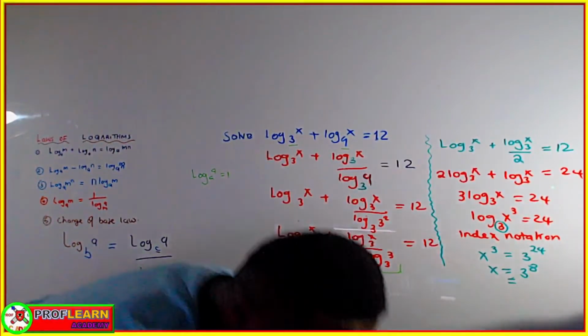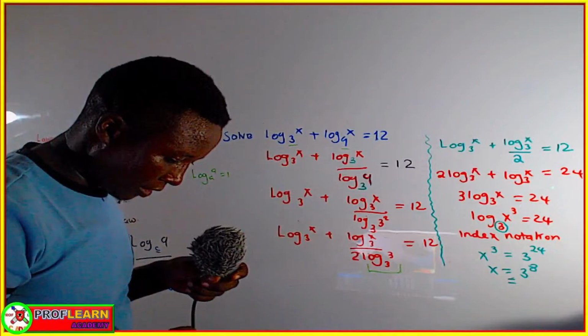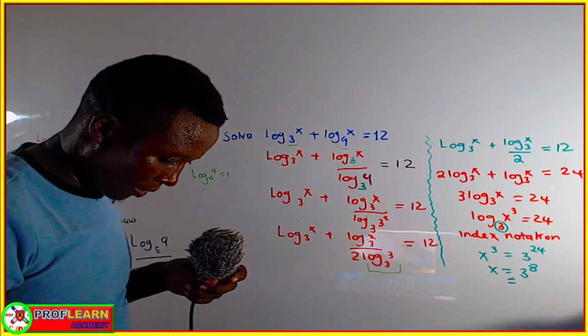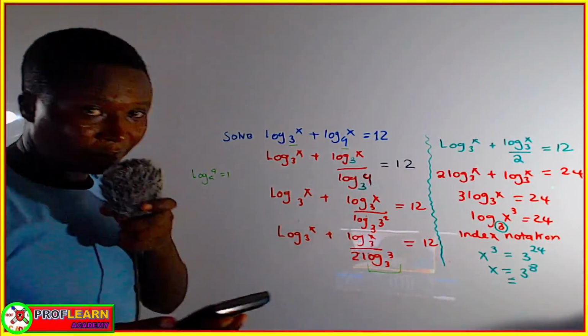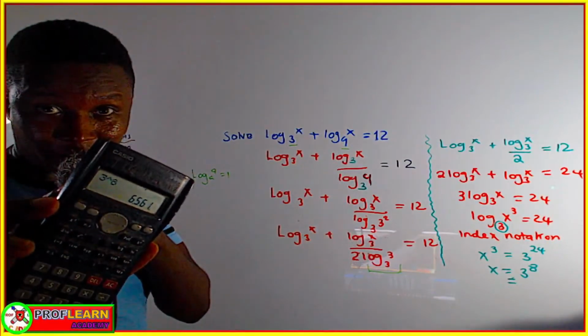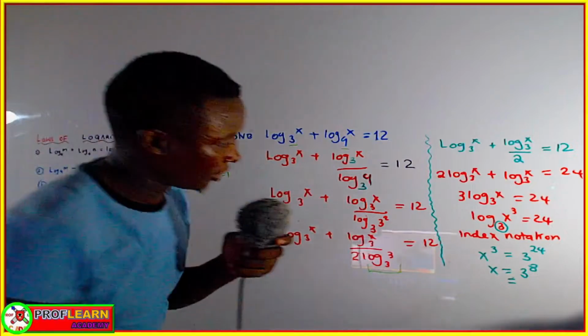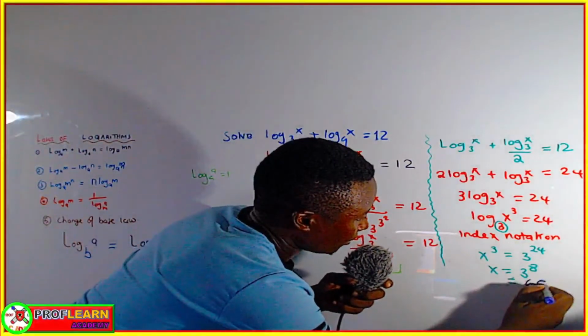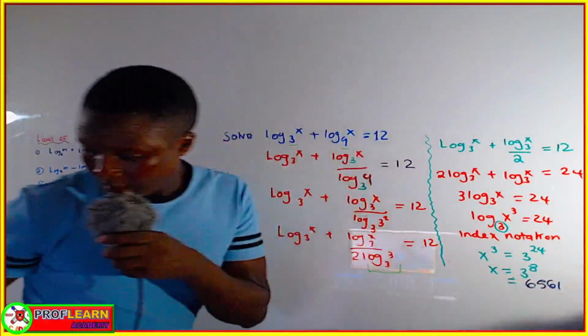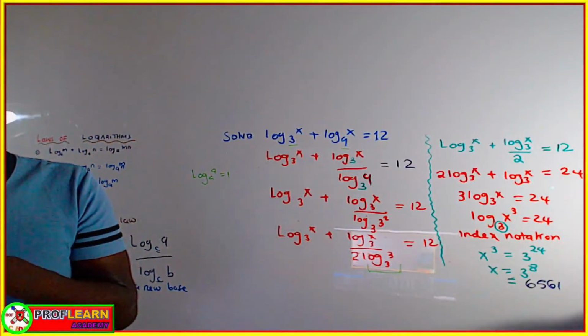So I just want to check how we can write 3 raised to power 8. 3 power 8 is actually 6561, as is written here, 6561. So we can now say our final answer for this case is 6561.